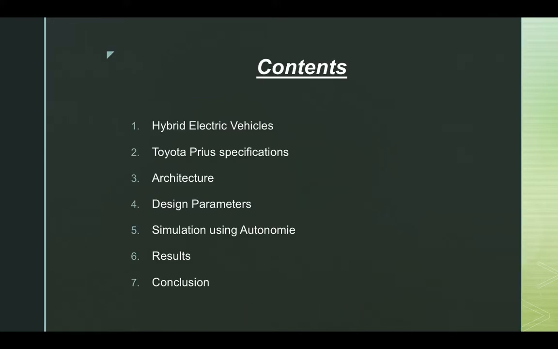So the basic contents of my project are: what hybrid electric vehicles actually are, and I've taken Toyota Prius as my reference for my project. So I'll be presenting the Toyota Prius specification and the architecture that I have obtained from Autonomie, then the design parameters that I have used to simulate the UDDS and HWFET cycles, and how I've simulated in Autonomie, and the graphs that I've obtained from torque and speed coupling, and some results and then conclusion.